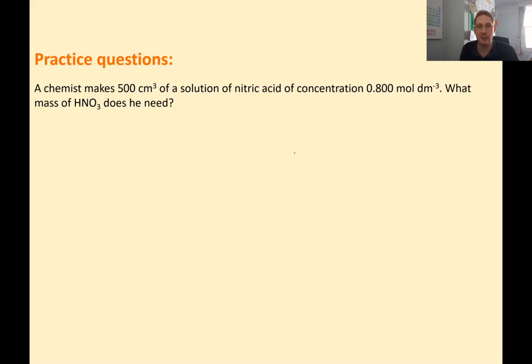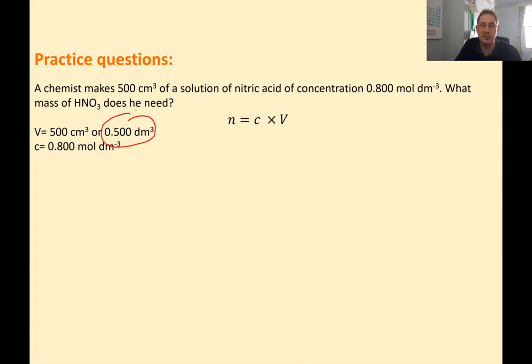Well, of course, the first equation we've got is that the number of moles, n, is concentration times volume. We've got the volume in centimeters cubed, but don't forget we must put the volume into decimeters cubed, otherwise we won't get the right number of moles. Concentration is 0.8 mole per dm cubed, and therefore the number of moles is 0.4 moles.